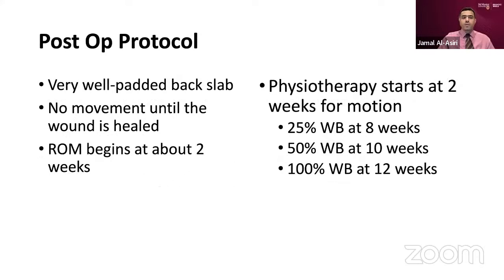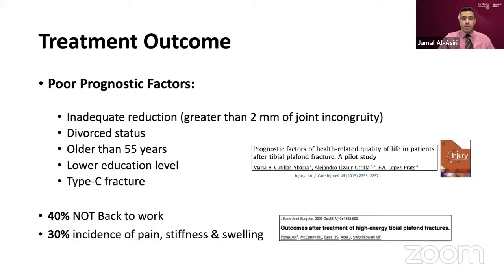What we do for post-op protocol: apply a very well padded back slab, no movement until the bone is healed. Range of motion begins at about 2 or 3 weeks once the sutures and the wound heal. Physiotherapy starts at 2 weeks for motion. Most of us will do 25% weight bearing at 8 weeks, 50% at 10 weeks, and around 100% weight bearing at 12 weeks.